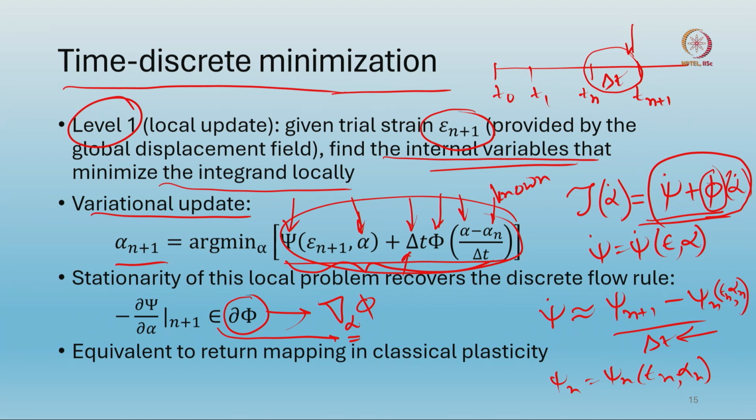This is what in classical plasticity is called the return mapping. Return mapping is local information all the time. It is local information on the update of stress, and through the update of stress, it is also the update of the plastic strain. So here we have a return mapping like thing, but done not through return mapping, but through a strictly variational update. It is a local update, remember that. That is level 1, knowing epsilon n plus 1, how to find alpha. That is the first job.